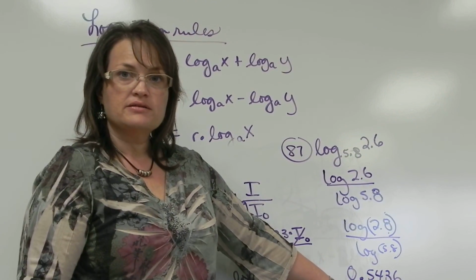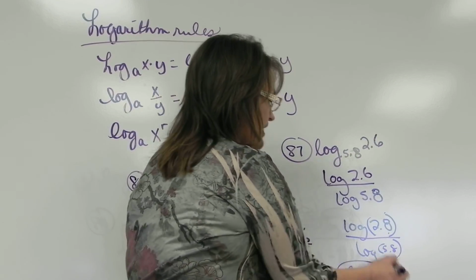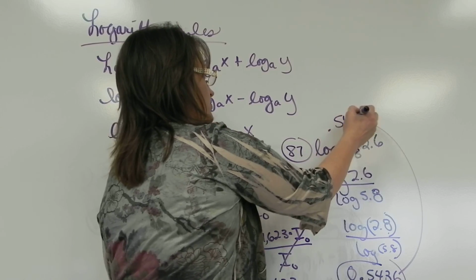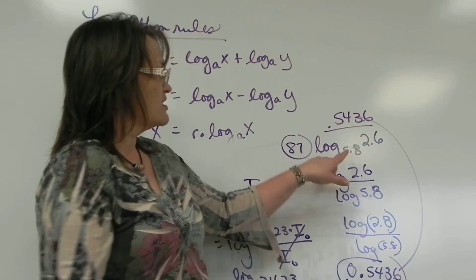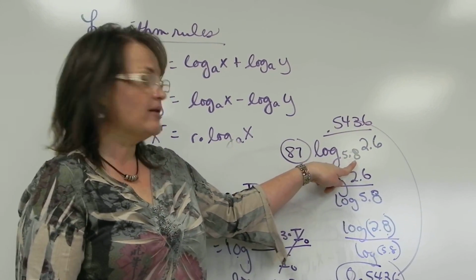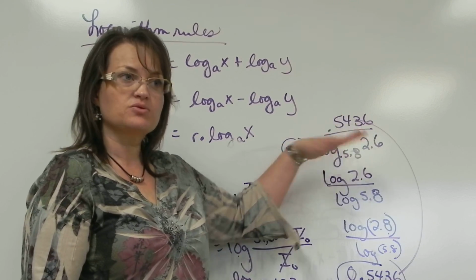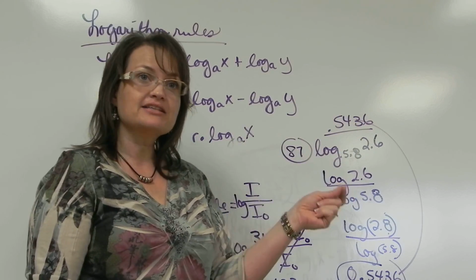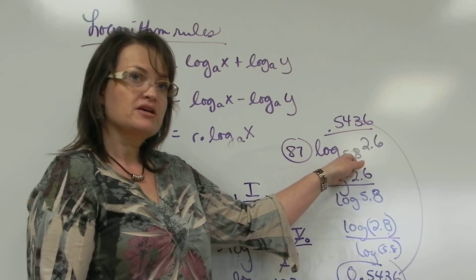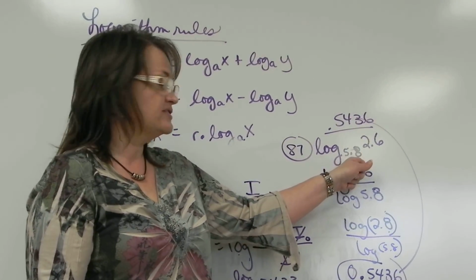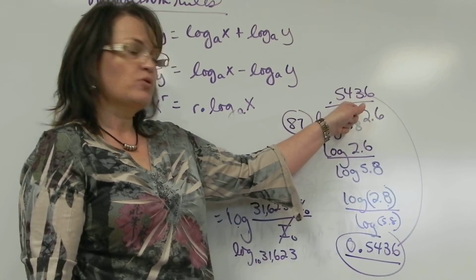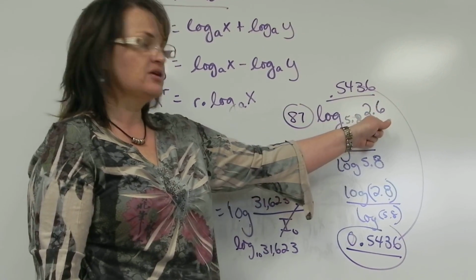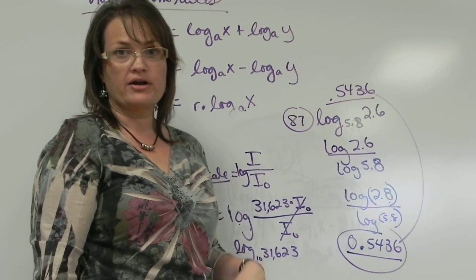This 0.5436 answer means 5.8 raised to that power equals 2.6. That's what a logarithm means. It means find the exponent needed to make this happen. So check it out on your calculator. Is 5.8 raised to the 0.5436 equal to 2.6? And you'll know if you got that right or not.